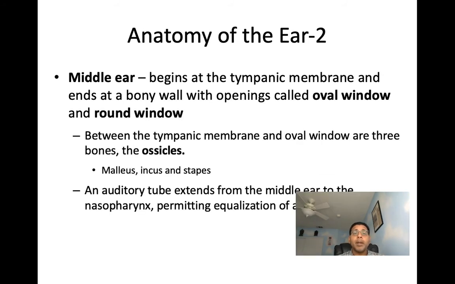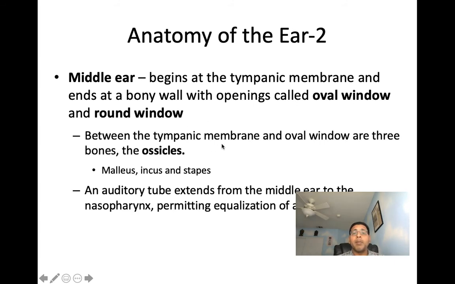Now we talk middle ear. The middle ear is going to begin at the tympanic membrane, at the eardrum, and it's going to end at the bony wall with openings that are called the oval window and the round window, which are very important in hearing.